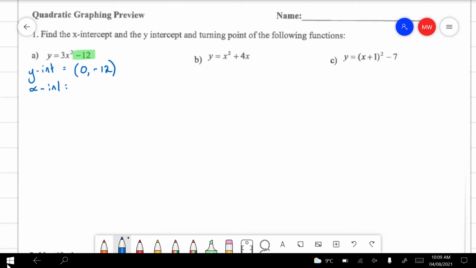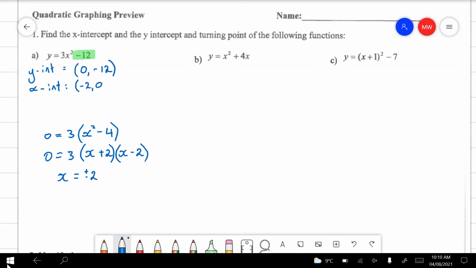So we're going to take the equation, make y equal 0, and factorise it. I'll take 3 outside of x squared minus 4, and then continue to factorise. 3 can stay out the front and I'll ignore that. This will become x plus 2 multiplied by x minus 2. And so we've got x values of plus or minus 2. That means that our x-intercepts happen when x is minus 2, y is 0, and also when x is 2, y is 0.